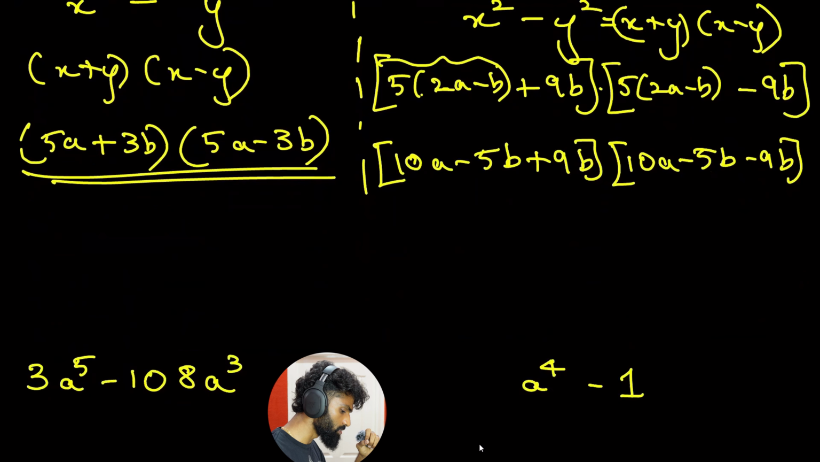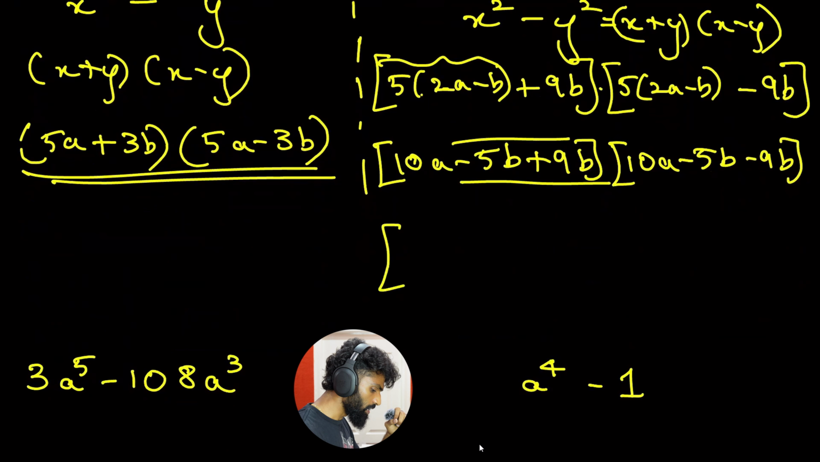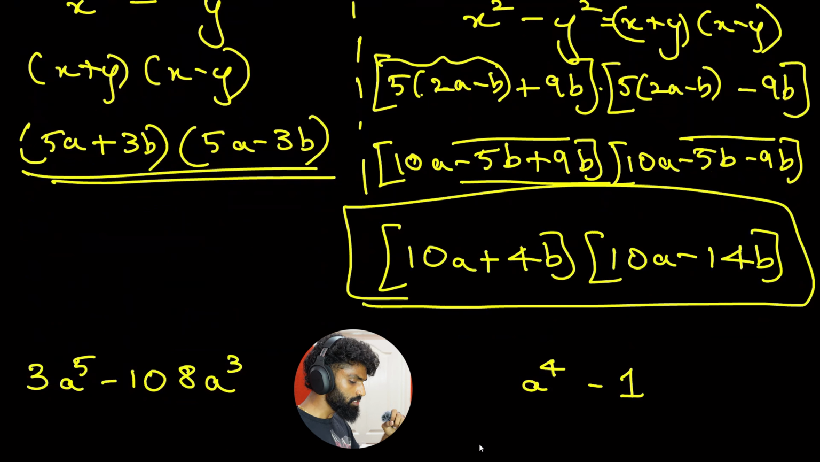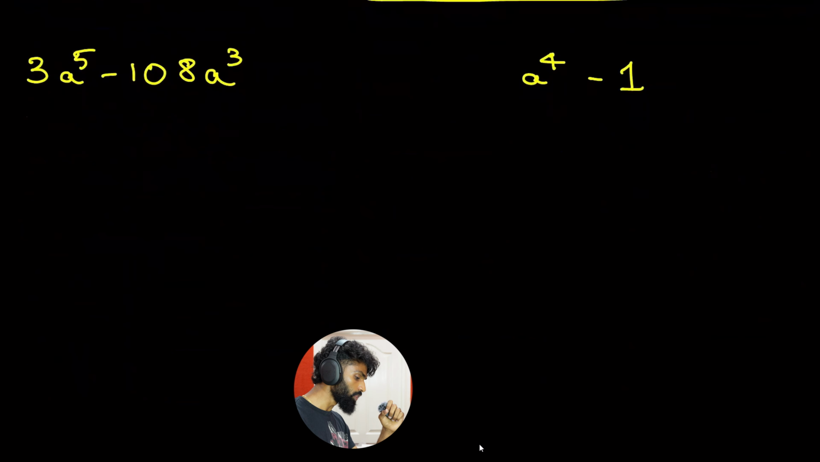I'm one step away from the answer. I can simplify this part here. So 10a remains, no change there, minus 5b plus 9b gives you plus 4b. I'm done with that. I'll open another bracket: 10a as it is, minus 14b. So this is my final answer. Usually you should not leave multiple letters inside the same bracket. Therefore, I had to simplify. Getting it? Now let's go to the next question, which says 35a to the power 5 minus 108a cube.